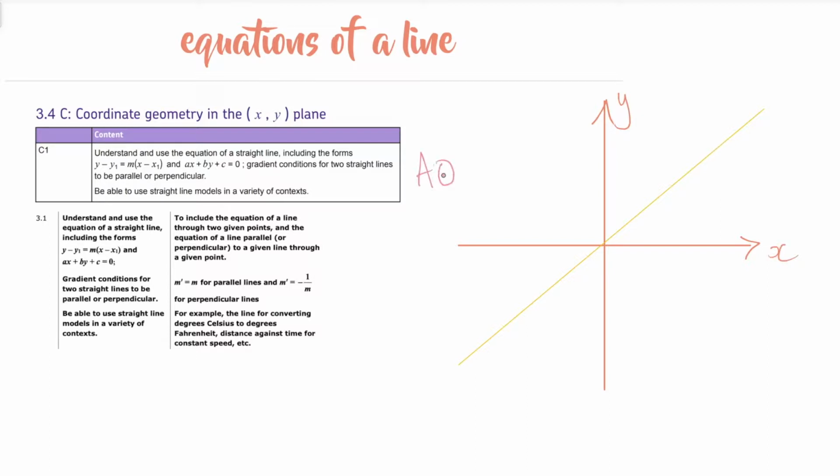So where is this on the syllabus if you're interested? This here is the specification for AQA, and the one down here is for Edexcel. If you're on the AQA exam board, the stuff we're covering today is under topic C1, and we're just doing the first sentence here on the equations of a line. And if you're on Edexcel, then this is topic 3.1, and we're just doing this first bit here.